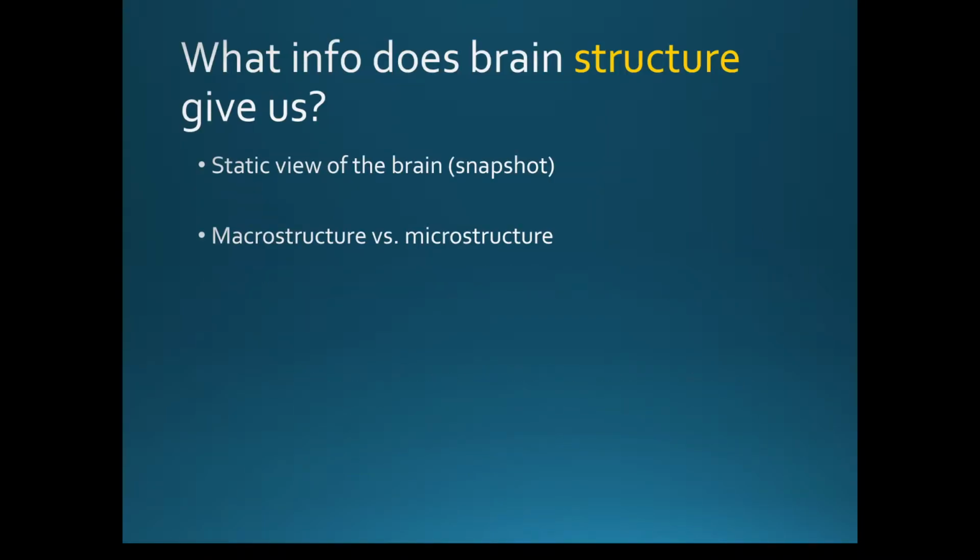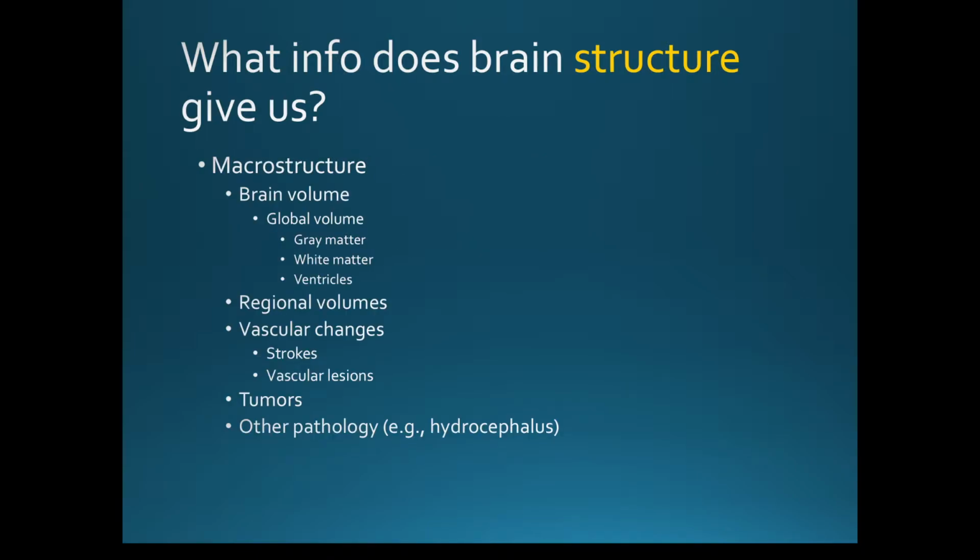So the structural imaging will give us information about the brain at a single time point. We can use this over time, meaning we could do an MRI of someone's brain, 6 months later, repeat the MRI and look for changes. But again, each structural image is just a snapshot. It will provide us some information about macrostructure versus microstructure, and I'll have some examples of that.